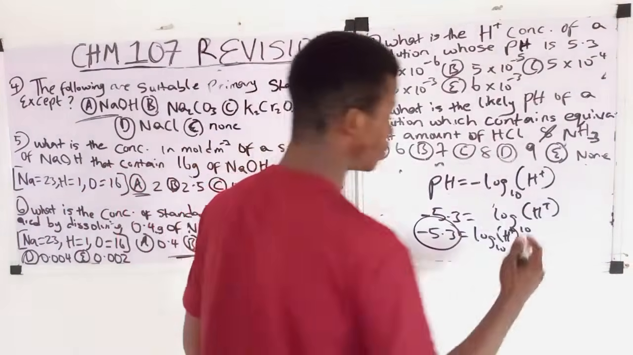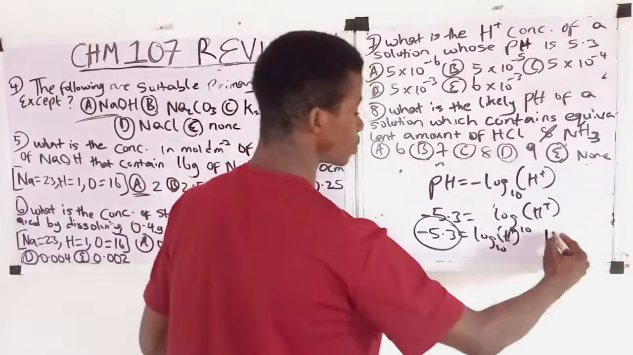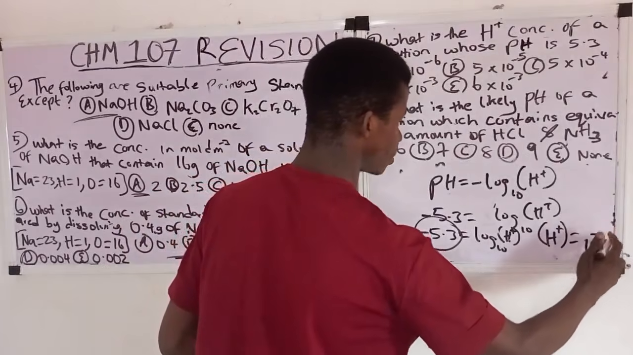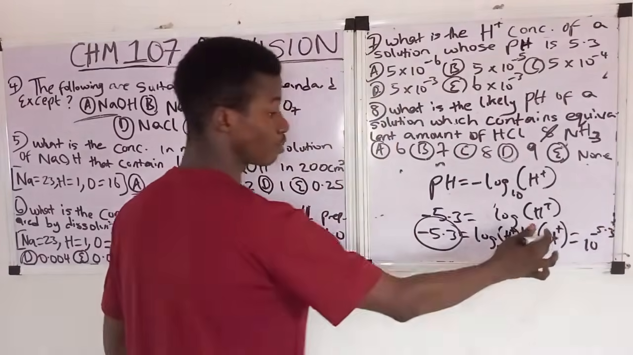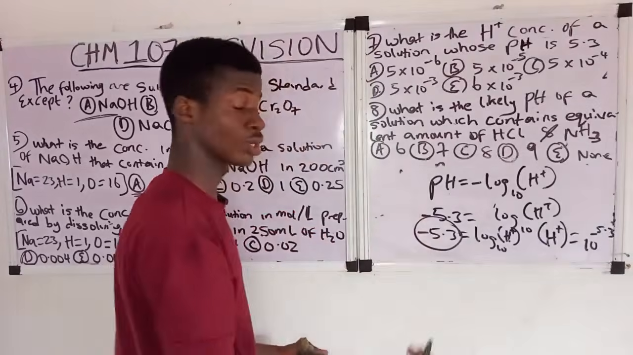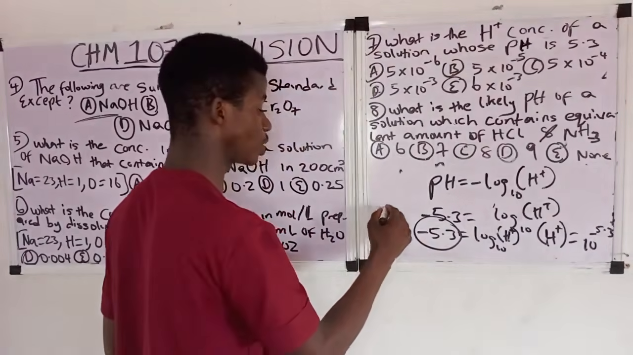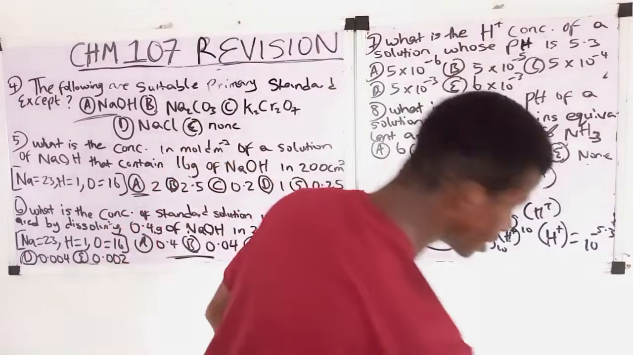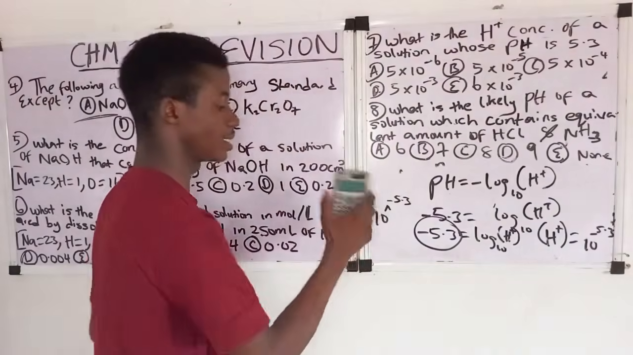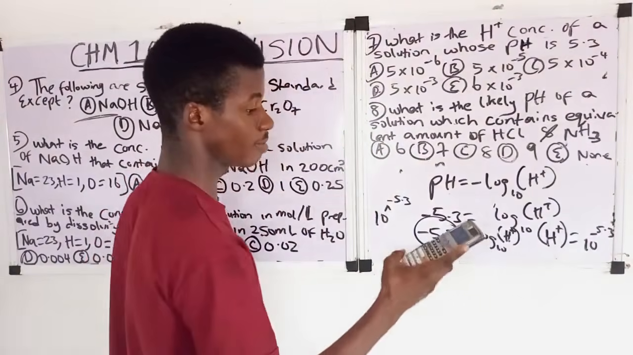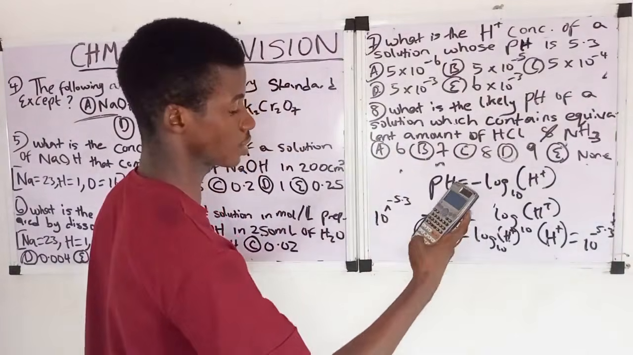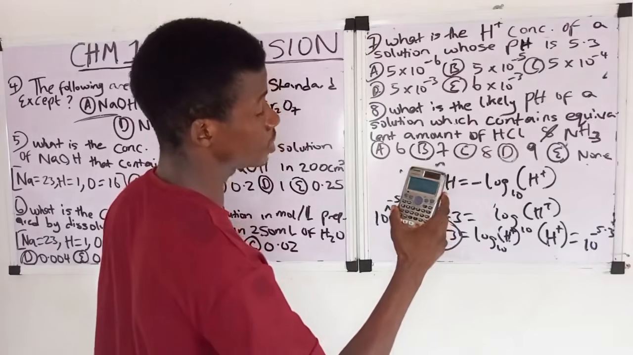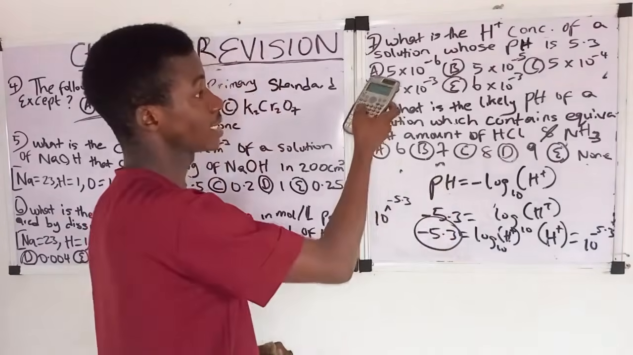We want to get H plus. Taking the anti-log, H plus is equal to 10 raised to the power minus 5.3. To take the anti-log, just go to your calculator, write 10, then raised to the power, and put in the value minus 5.3 to give you an answer. So that is very easy. If you do it, we have 5.0 times 10 to the minus 6. So the answer is A.